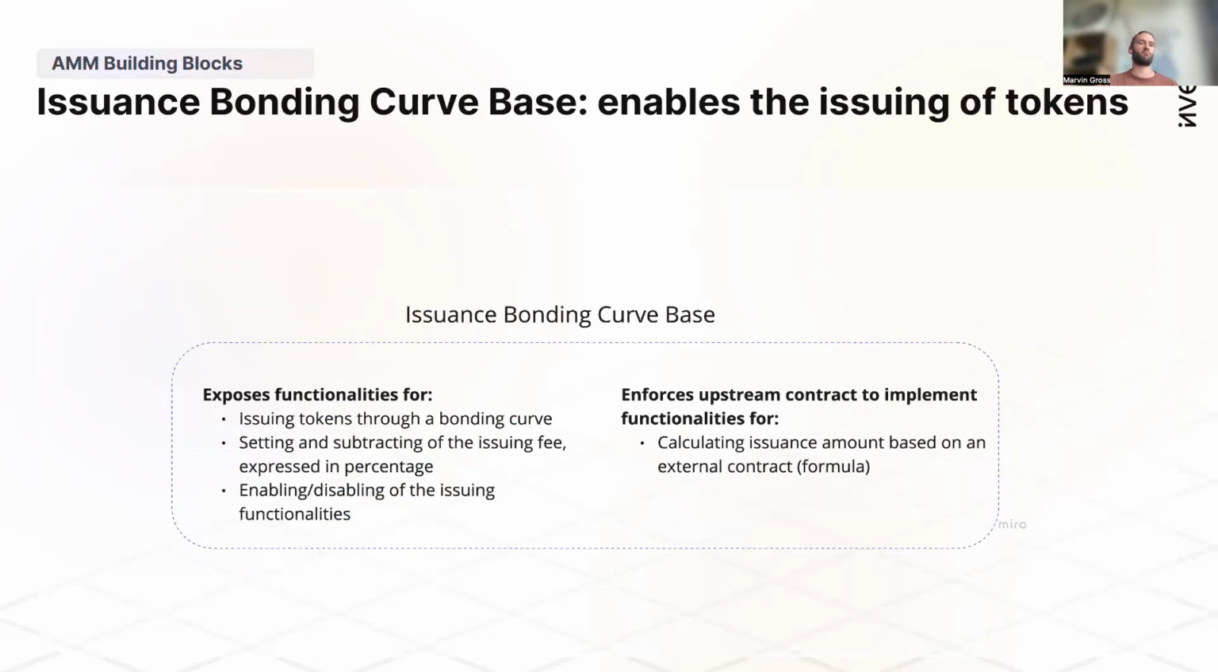So what kind of building blocks have we built? The first building block would be, of course, enabling the issuance of tokens. It has functionalities for issuing tokens, setting and subtracting of the fee, as well as enabling and disabling of these functionalities. What this base contract does as well, it enforces the upstream contract to implement a formula contract.